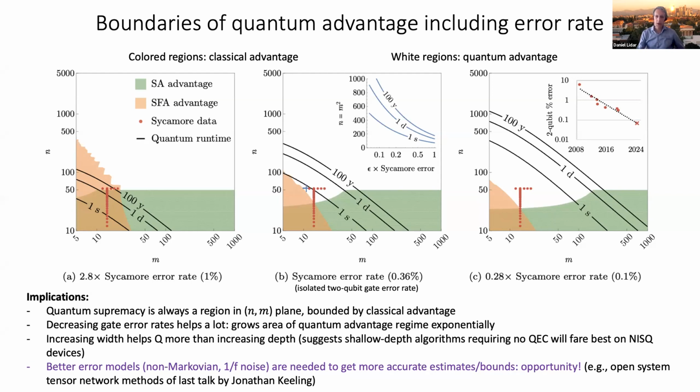And finally, you saw that the error model I used was extremely naive. And I would be very interested in work on better error models that account for non-Markovian dynamics, for 1/f noise, and so on. Those are definitely needed to get tighter bounds and more accurate estimates. And the last talk by Jonathan Keeling was very interesting in that regard. Maybe these methods, open system tensor network methods, are a promising way to attack this problem.